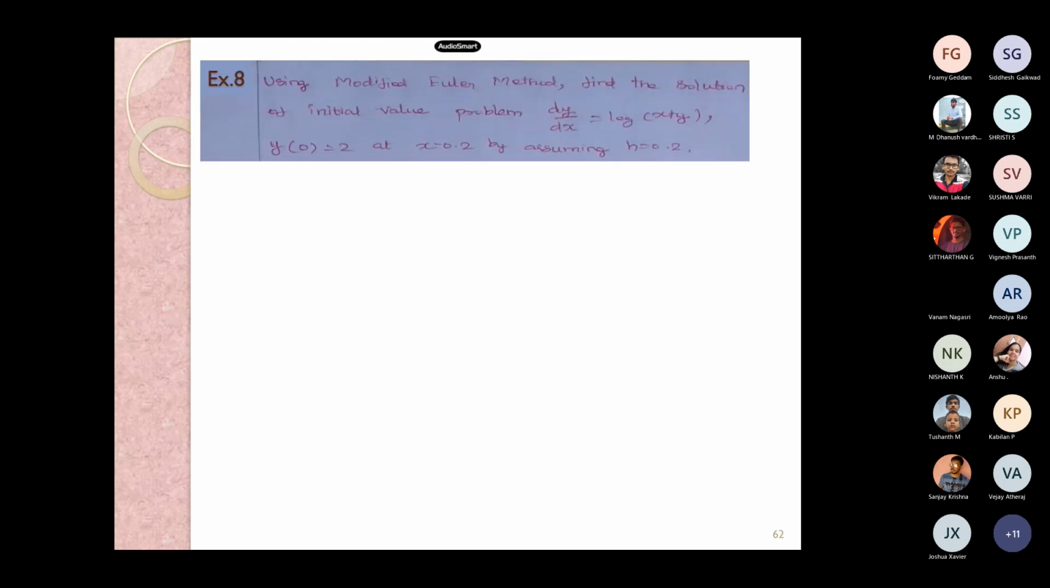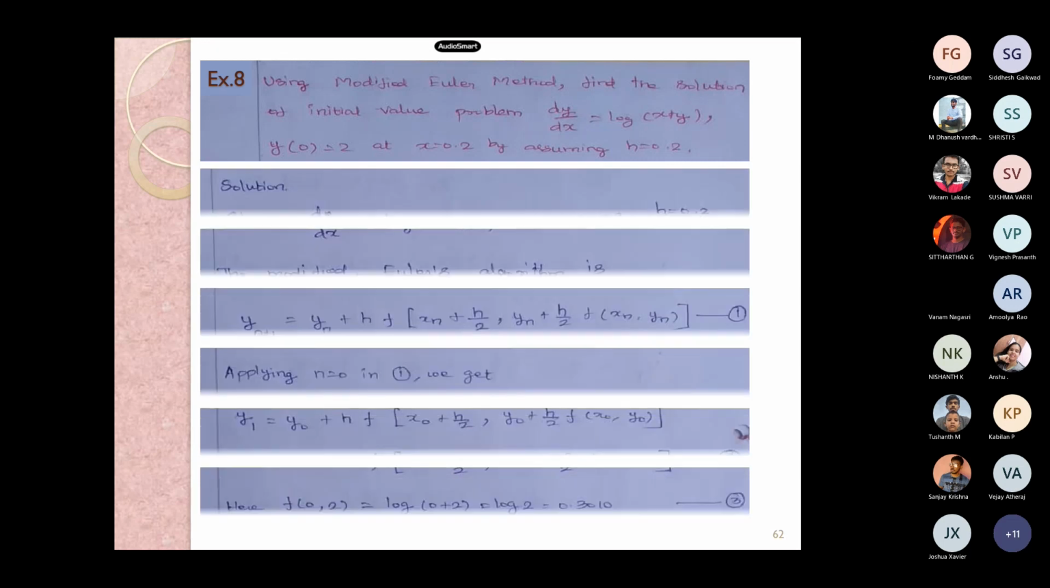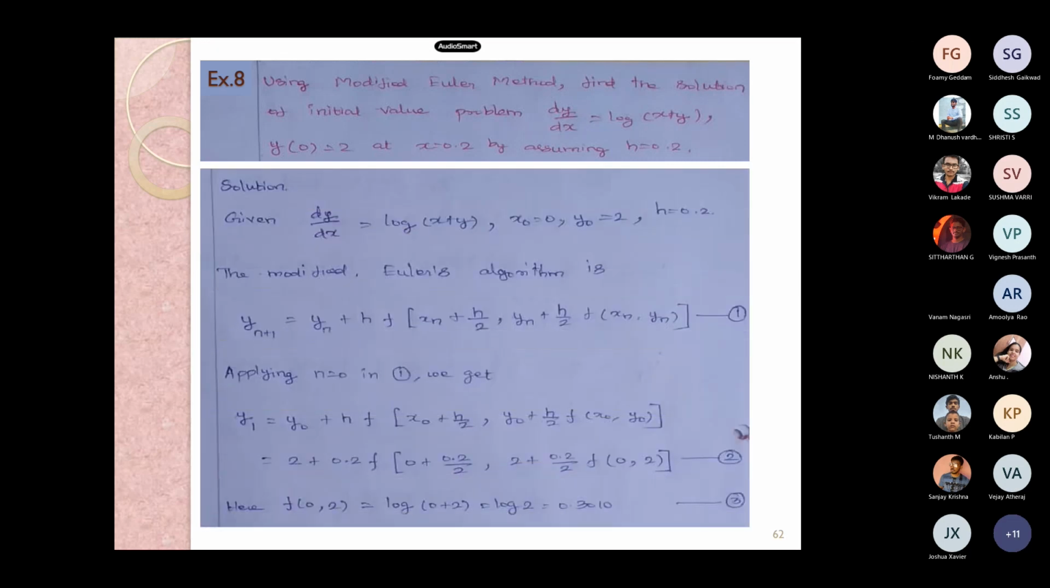And using modified Euler method, find the solution of the initial value problem, that is dy by dx is equal to log x plus y, when x is equal to 0, y is 2, at x is equal to 0.2 by assuming h is equal to 0.2. And take the modified Euler method. This is the modified Euler algorithm.